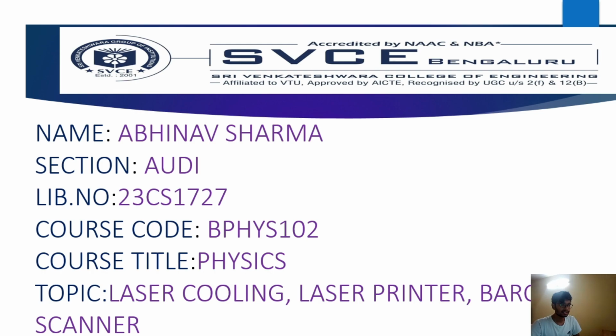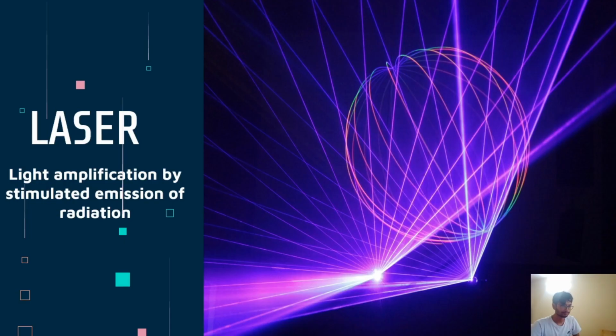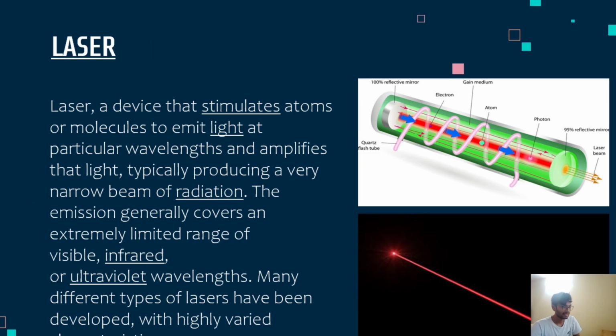Today, we will discuss three topics: laser cooling, laser printer, and barcode scanner. Now, before moving into these three topics, let us see what is a laser. Light amplification by stimulated emission of radiation, or simply a laser, is a device that emits light through a process of optical amplification based on the stimulated emission of electromagnetic radiation.